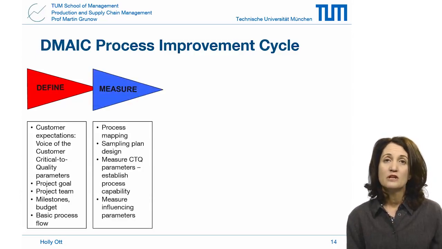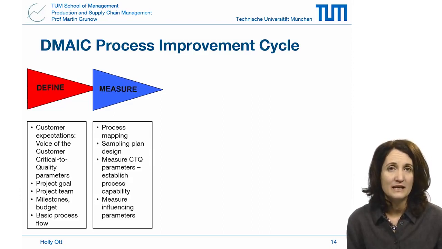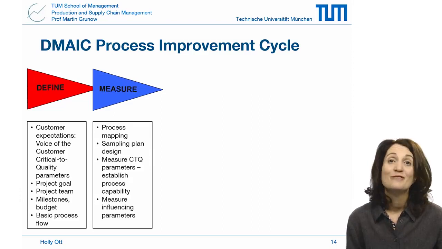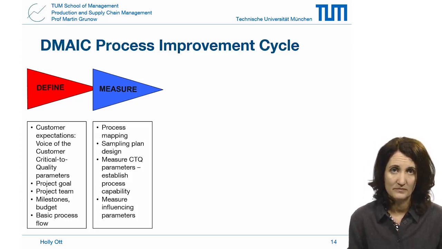In measure, you need to be able to map the process that we're studying. We want to collect data, determine the current process performance and the current process capability. We measure influencing parameters, those that are likely to impact our critical to quality parameters.